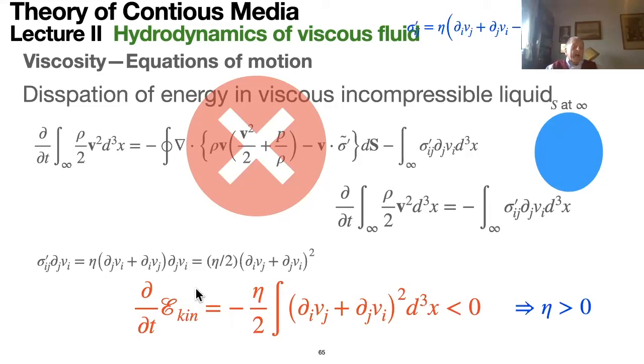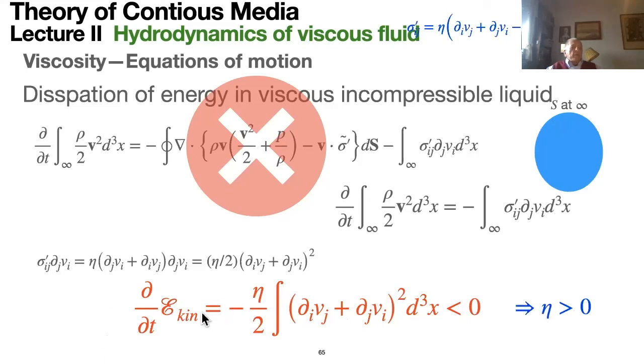So this is the argument why the viscosity coefficient, the shear viscosity coefficient, which appears in the definition of the Navier-Stokes equation or the viscous stress tensor, must be positive. A much less simple calculation, but also straightforward, leads to the assumption that the zeta is positive.